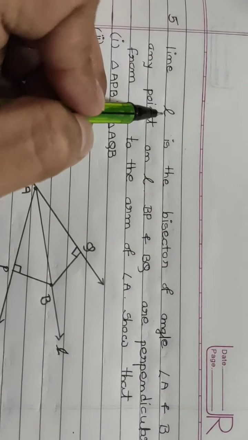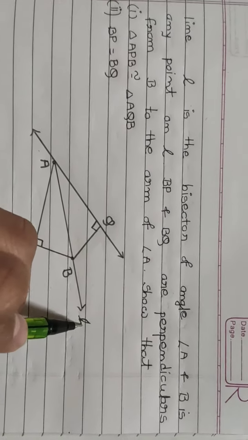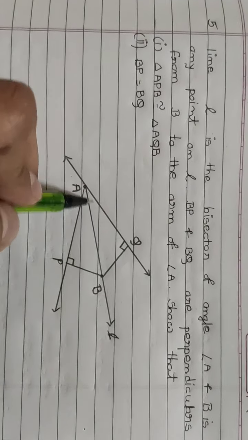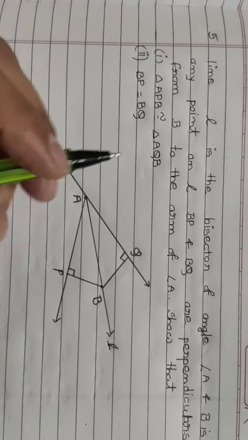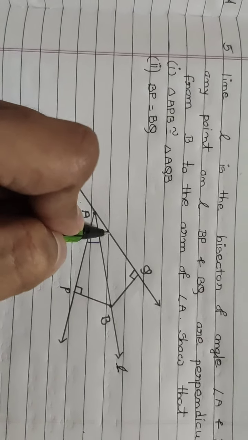Now, line L is the bisector of angle A. That means that line is the bisector of angle A. That means angle QAB and angle BAP are the same. These two angles are the same.